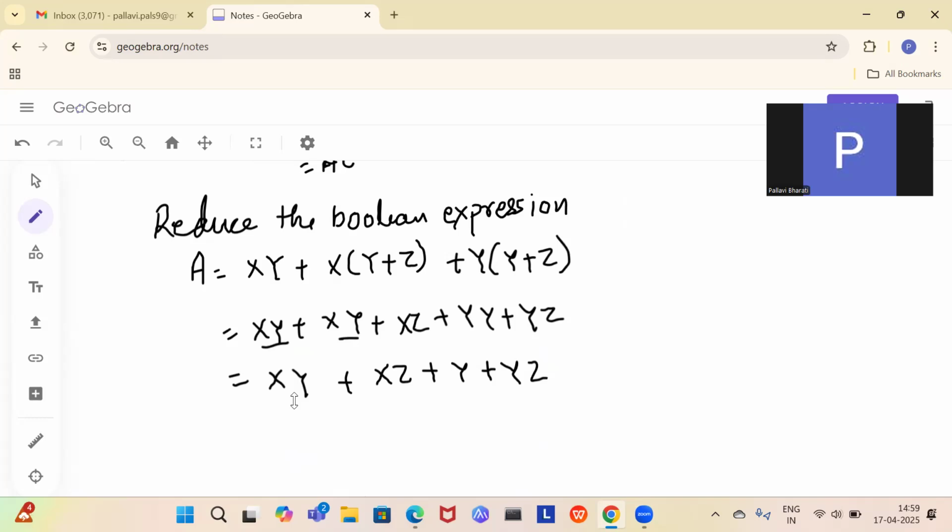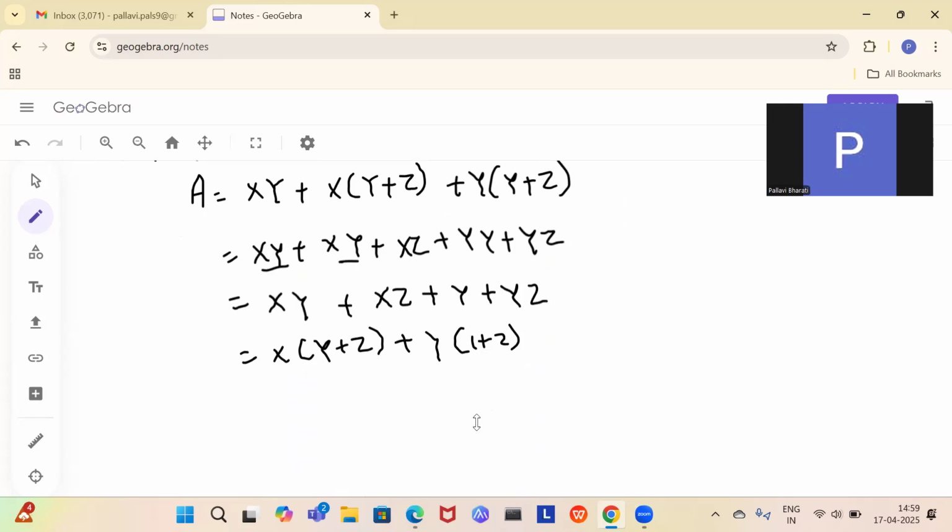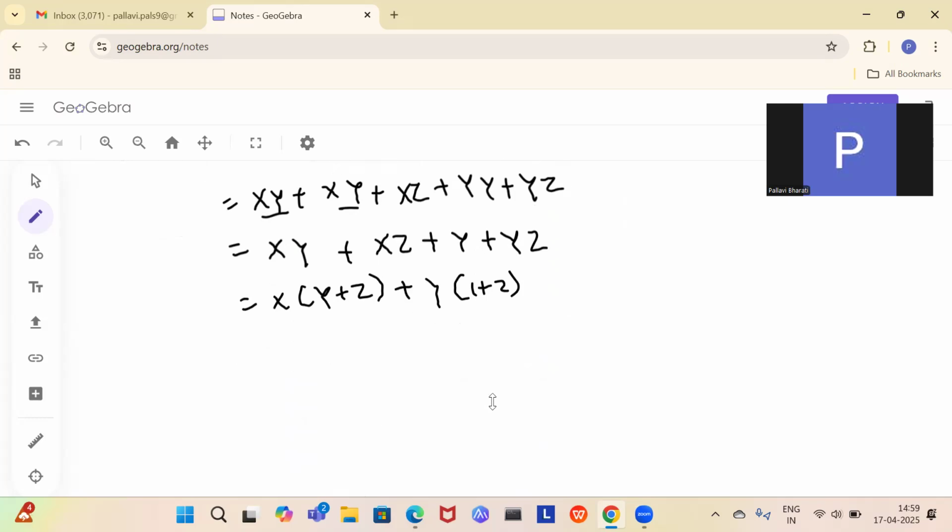Now in these two, x is common, so I will be taking x outside, y plus z. In these two, y is common, so I will be taking y outside, 1 plus z. Now irrespective of the value of z, the answer is going to be 1 because which operation is between 1 and z? Here the operation between 1 and z is the OR operation. So the answer is going to be 1 only. So this is going to be x into y plus z plus y.